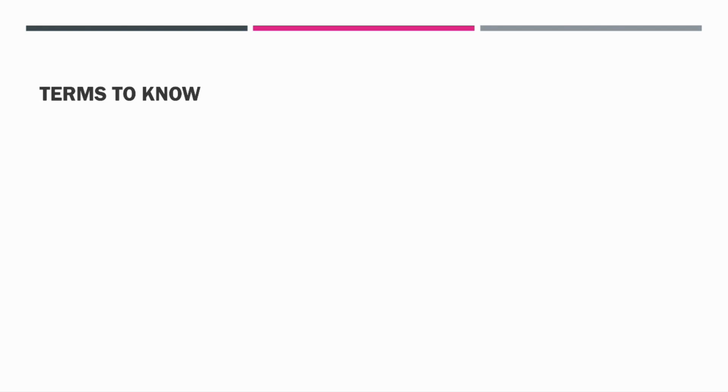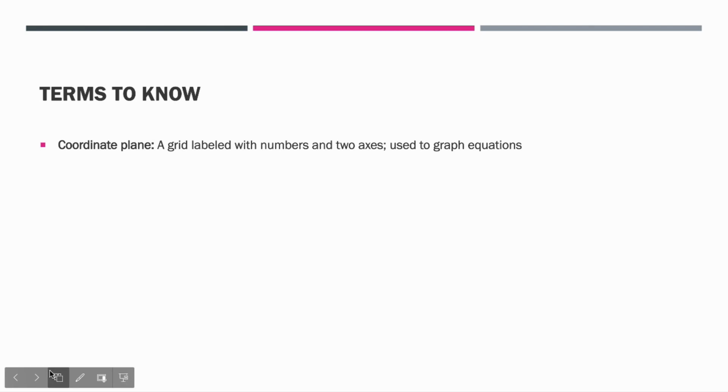Some terms to know. A coordinate plane is a grid labeled with numbers and two axes, called the x-axis and the y-axis. This coordinate plane is used to graph equations. And when you write coordinates, they look like this: (x, y). So you have those two axes, the x-axis and the y-axis. The horizontal axis is your x-axis and the vertical axis is your y-axis.